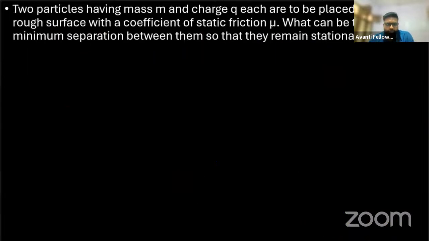Now move on to the next. Two particles having mass m and charge q, each are to be placed on a rough surface with a coefficient of static friction mu. Now what can be the minimum separation between them so that they remain stationary? Tell me. After this we will do one last question, then the class is over.